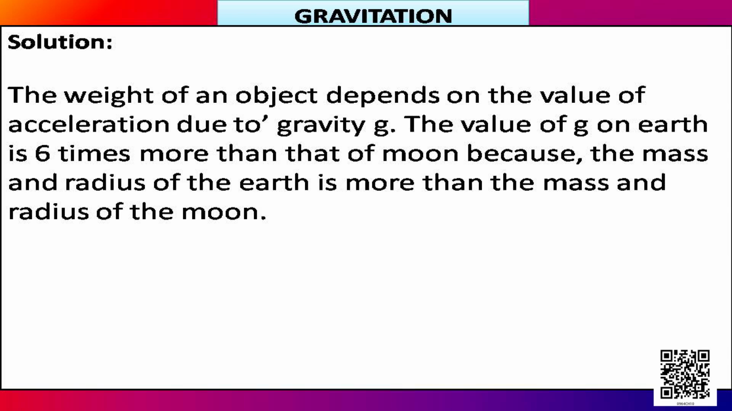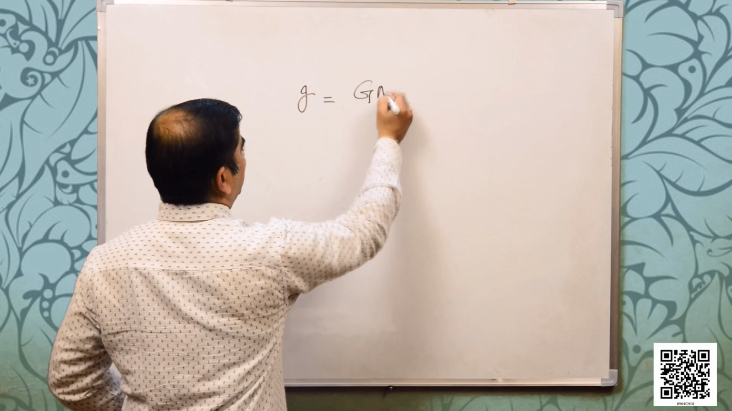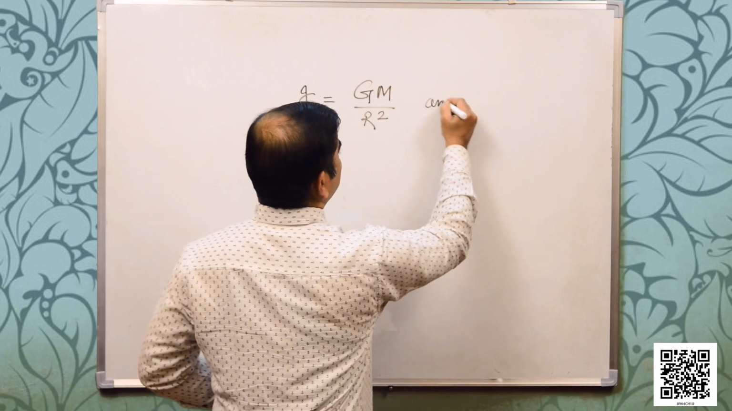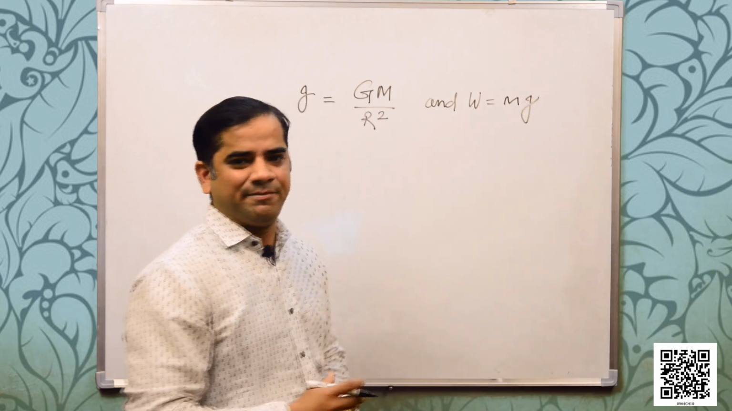The value of g on earth is 6 times more than that of the moon, because the mass and radius of the earth is more than the mass and radius of the moon. So, let us understand this in a better way. Students, we have acceleration due to gravity g equal to GM by r square. We have already discussed that, and we have weight as mass into acceleration due to gravity.